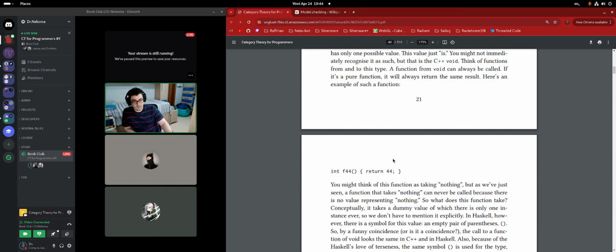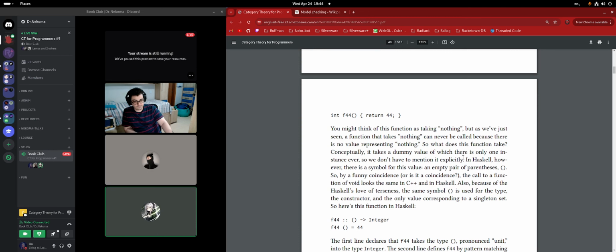So this is an example that is mimicking that idea. Every time you ask f44, it's going to return 44, which is like the only member of the set. Which makes sense, right? It has only one possible input, so because it's pure, it also can only have one possible output.